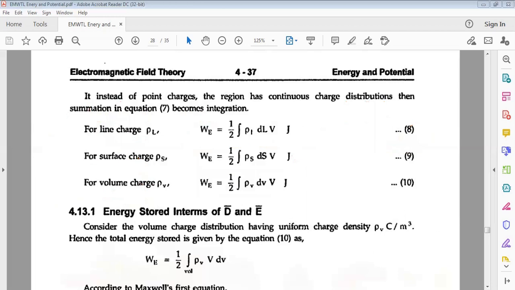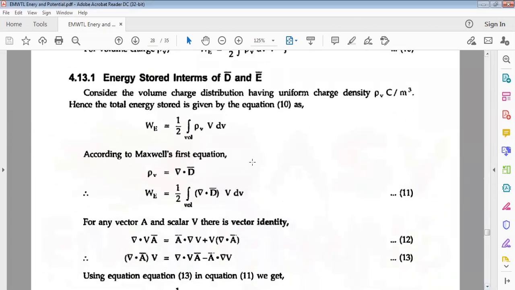Now the energy stored in terms of D bar and E bar, where D bar is the electric flux density and E bar is the electric field intensity. The energy stored W = 1/2 integral rho v V dv. Here the V in dv is not the potential, it is the volume differential. The other V is the potential. Don't think it is the integral of V dV, which would be V squared by 2. So this V is the potential and this v is the volume.